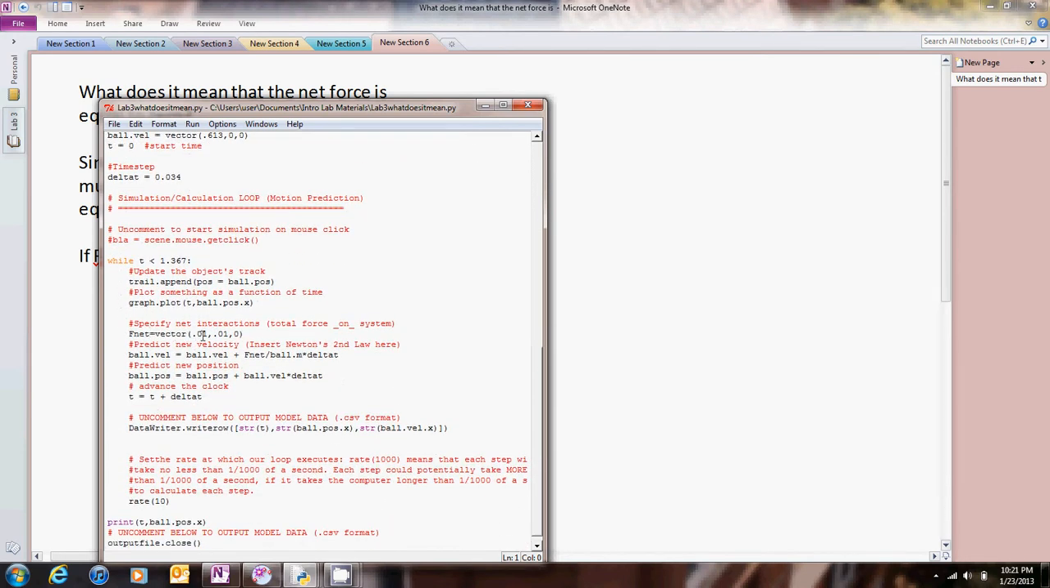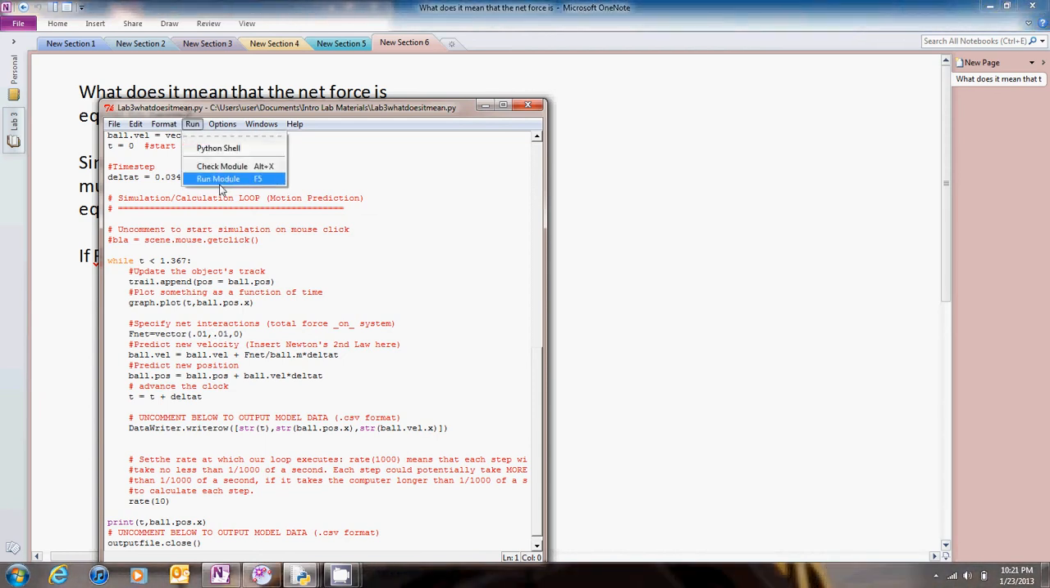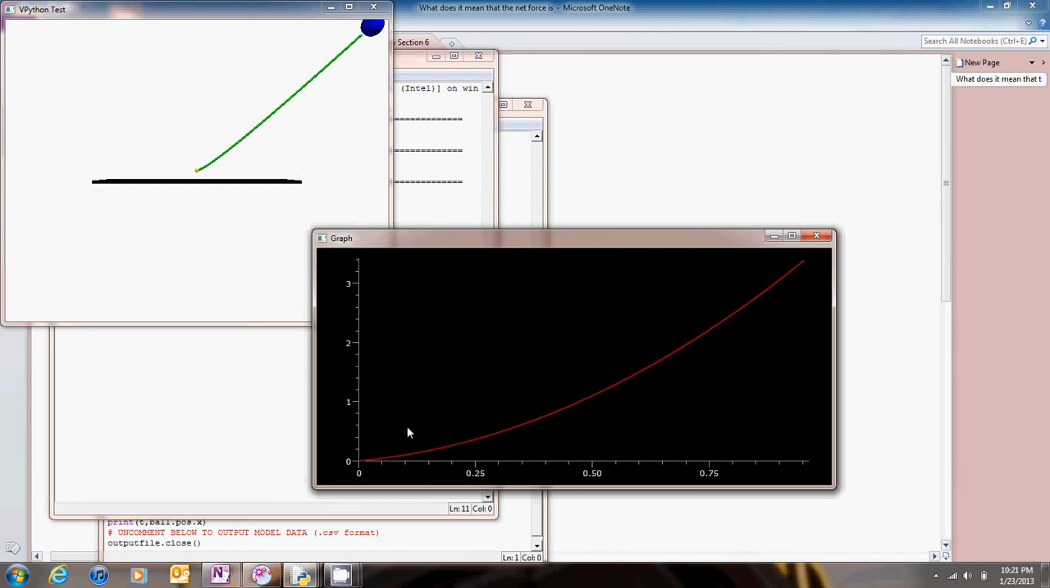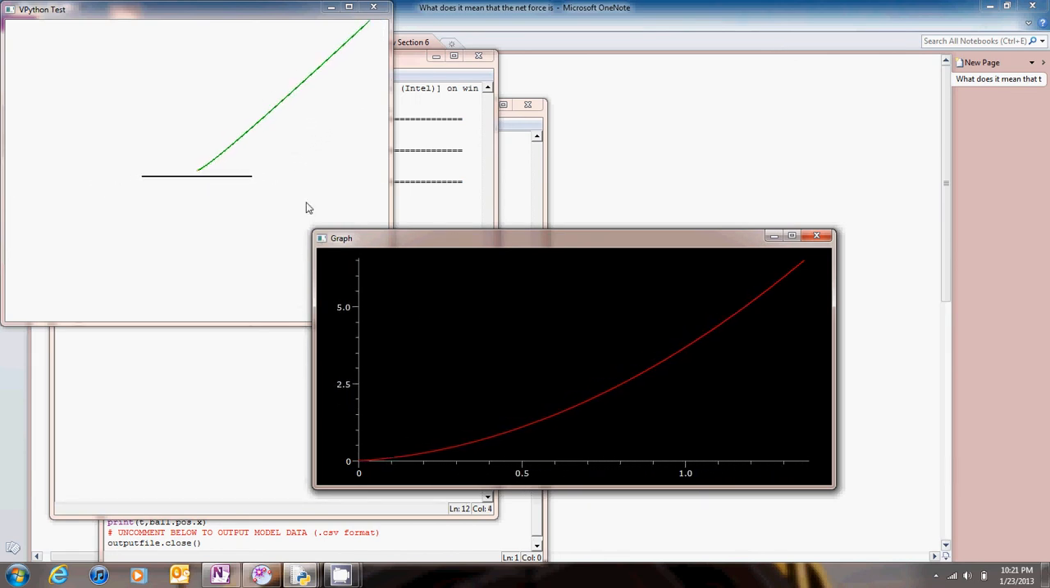The net force, there's a slight net force in this module, and a run of it indicates that since there is a net force, the velocity is constantly increasing as time increases, and it is also illustrated by the graph.